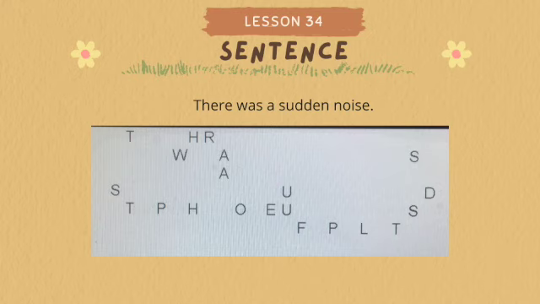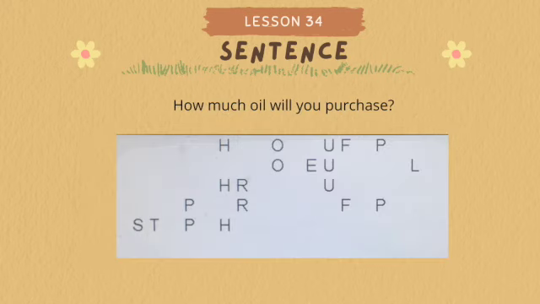Okay, let's have another sentence. So this one we have, how much oil will you purchase? Question mark. So here, how much? We will use the brief. That's how much. And then oil. Then will you? It's a phrase, and then purchase. It's a brief form or arbitrary.